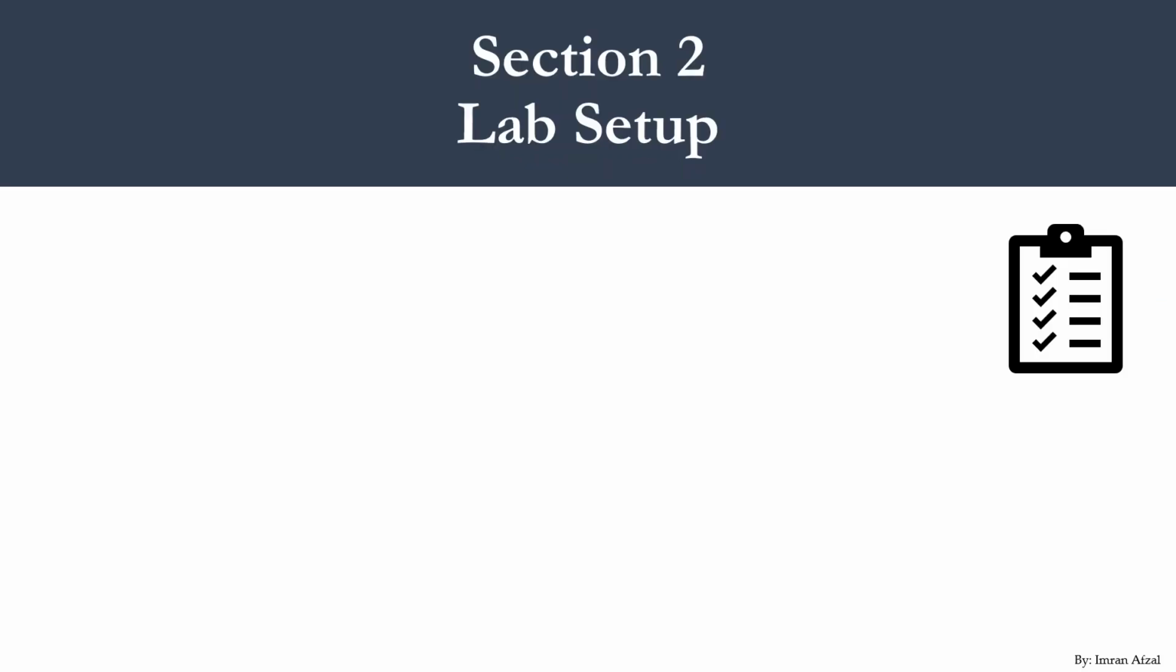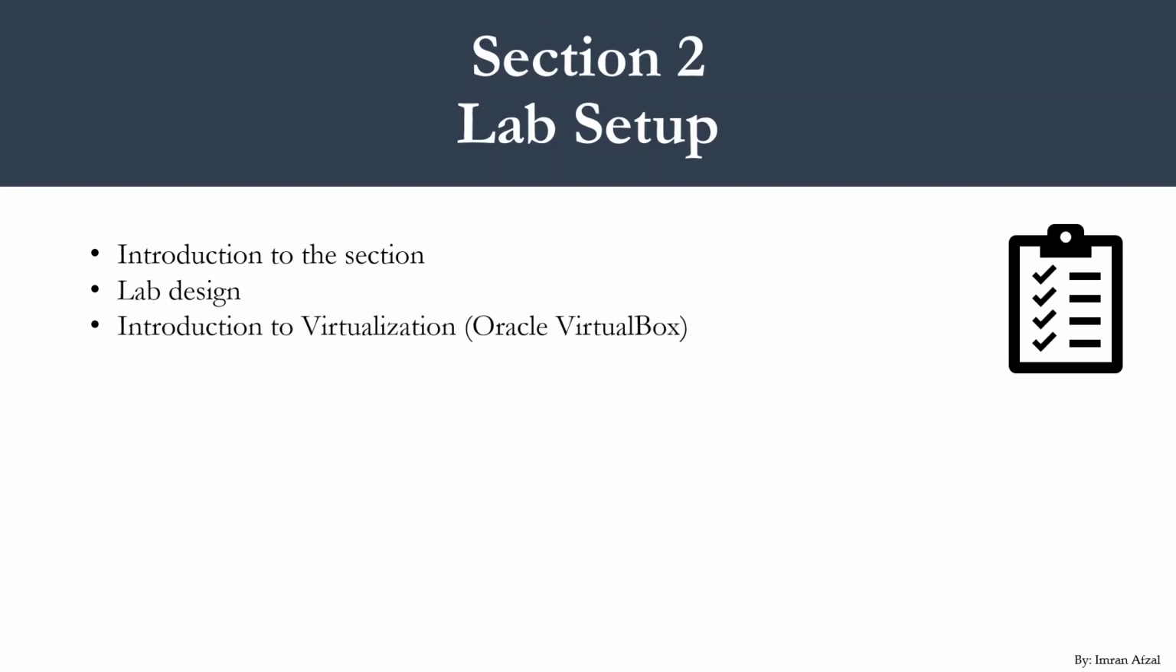In section 2, we'll set up our lab, because we do need a Linux machine to actually practice all of the things we're going to learn in terms of troubleshooting. When it comes to setting up the lab, we will have some introduction and go over the design of the lab. Then we'll go over an introduction to virtualization, because we need virtualization in our lab in order to run a Linux operating system simultaneously with our existing operating system.